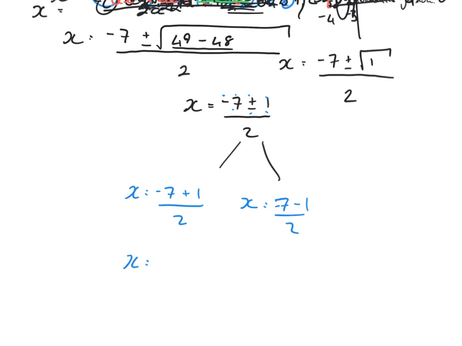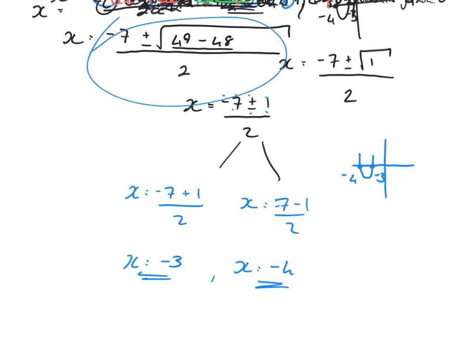Okay, so minus 7 plus 1 is minus 6. Minus 6 divided by 2 is minus 3. And minus 7 minus 1 is minus 8. And minus 8 over 2 is minus 4. And again, that proved the point again. That was the same two results that we got by solving through factorisation. Quick reminder, what does that mean? We've just calculated the roots for the parabola to be minus 4 and minus 3, and that's what the quadratic formula does.